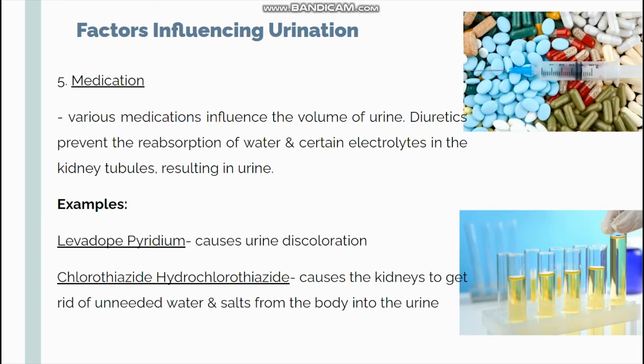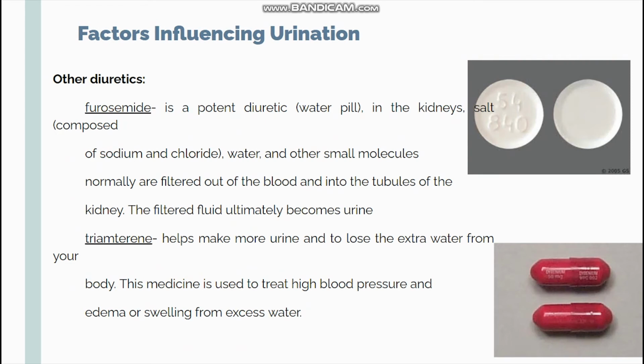Medication. Various medications influence the volume of urine. Diuretics prevent the reabsorption of water and certain electrolytes in the kidney tubules, resulting in increased urine. Examples: levodopa causes urine discoloration. Chlorothiazide and hydrochlorothiazide cause the kidneys to get rid of unneeded water and salt from the body into the urine. Furosemide is a potent diuretic.